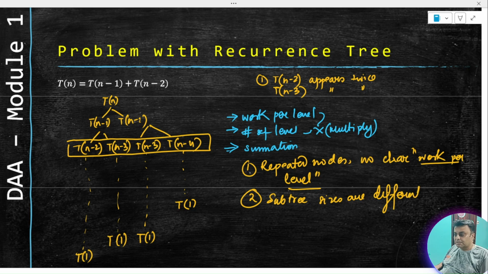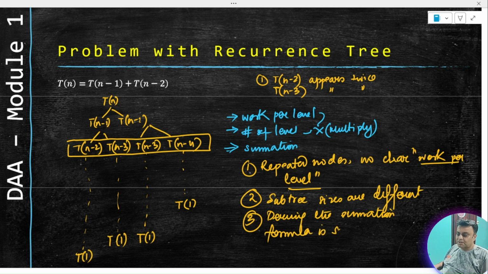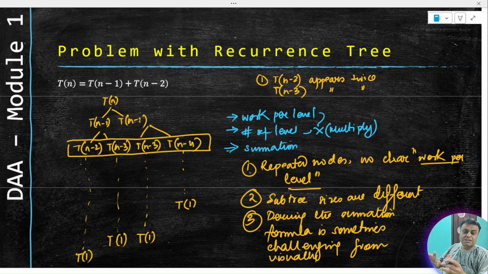This is the second problem I'm seeing. And the third problem is that if I just look at it, deriving the summation formula may be challenging at some points in time. The summation formula that we need to actually solve the problem is sometimes challenging. Why? From a visual standpoint, if I examine the tree, sometimes we may not get to the substitution formula because of the complicated nature of the tree, right?